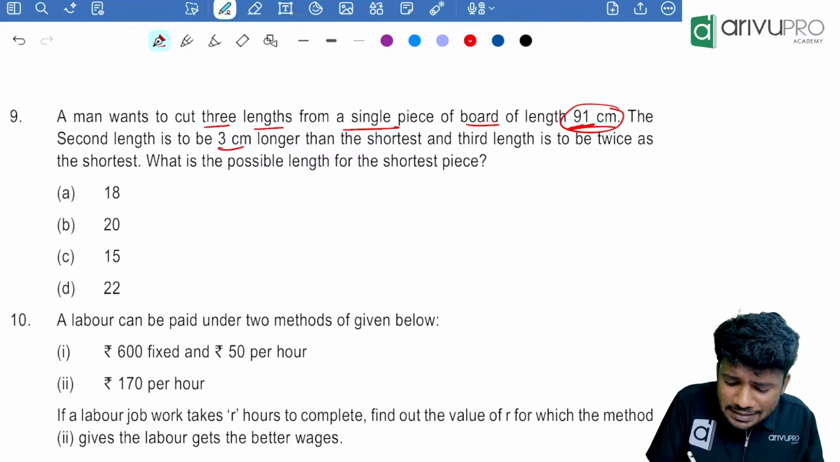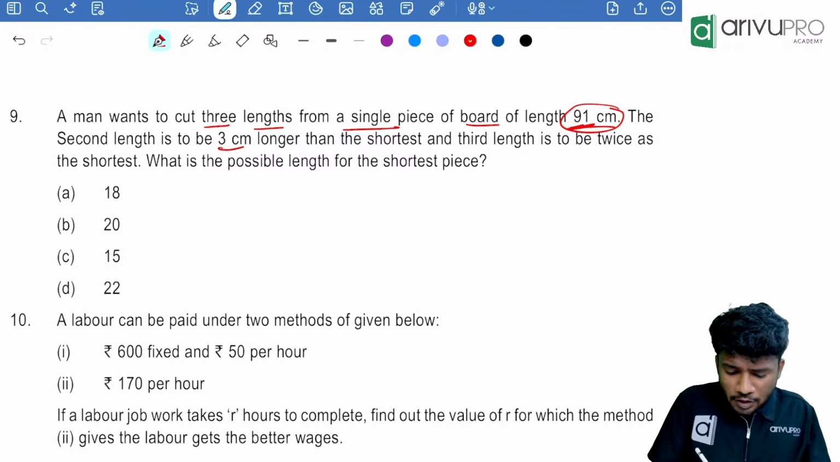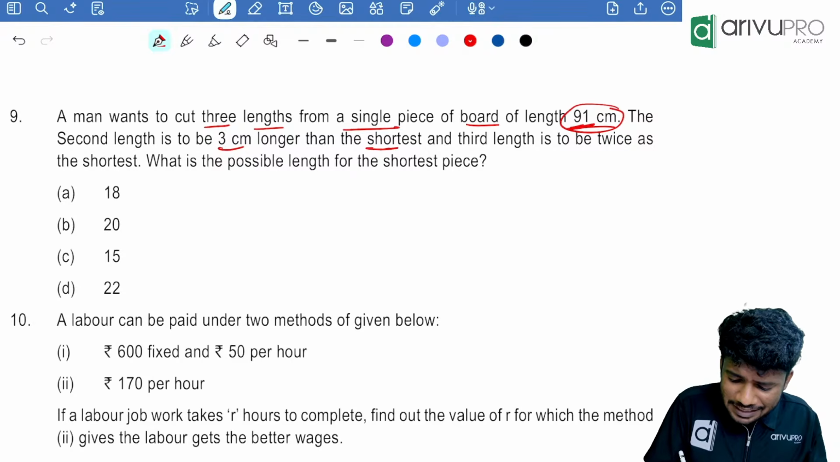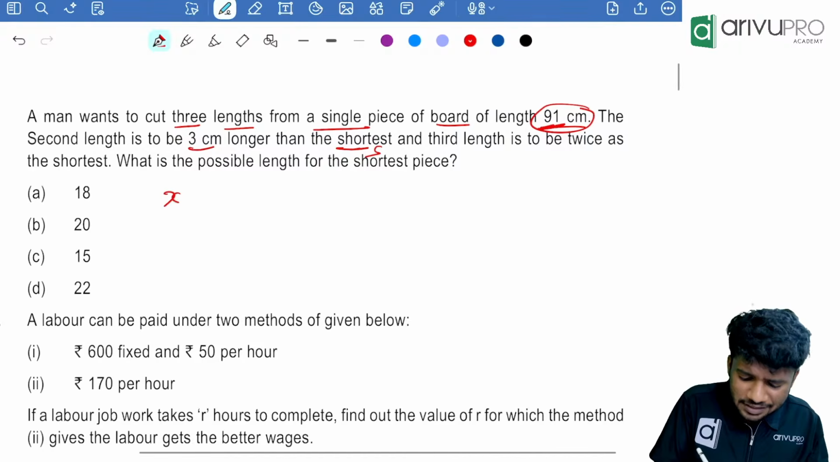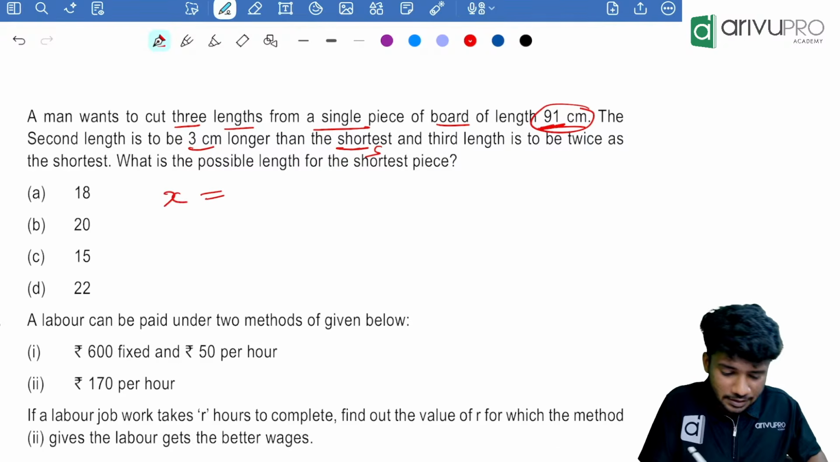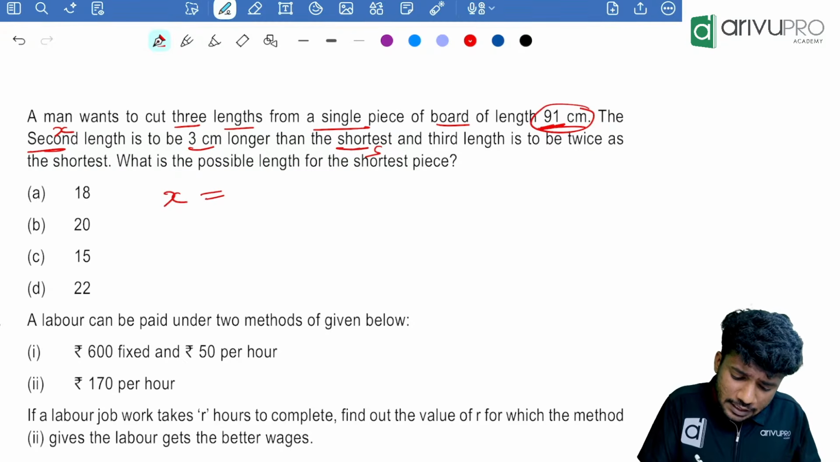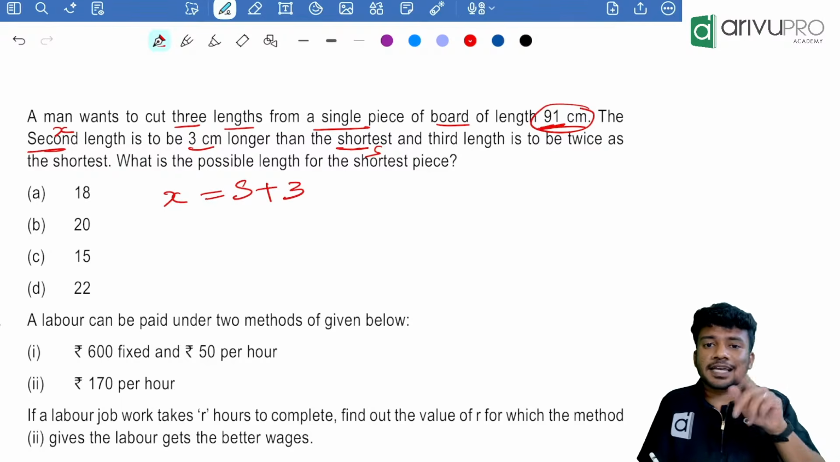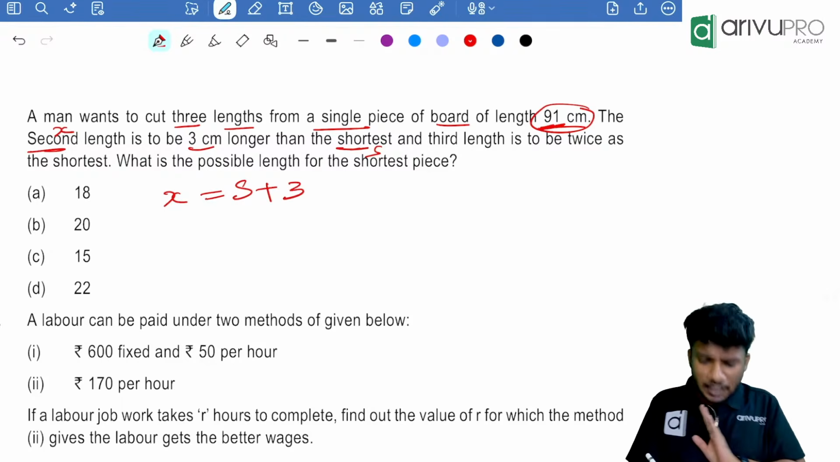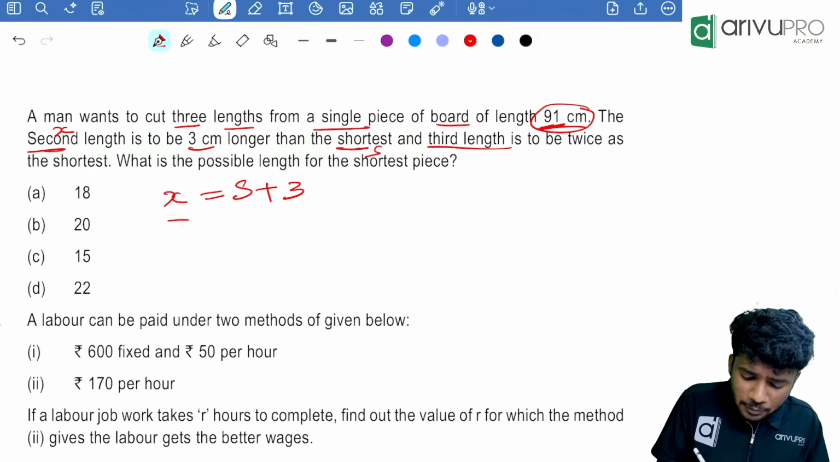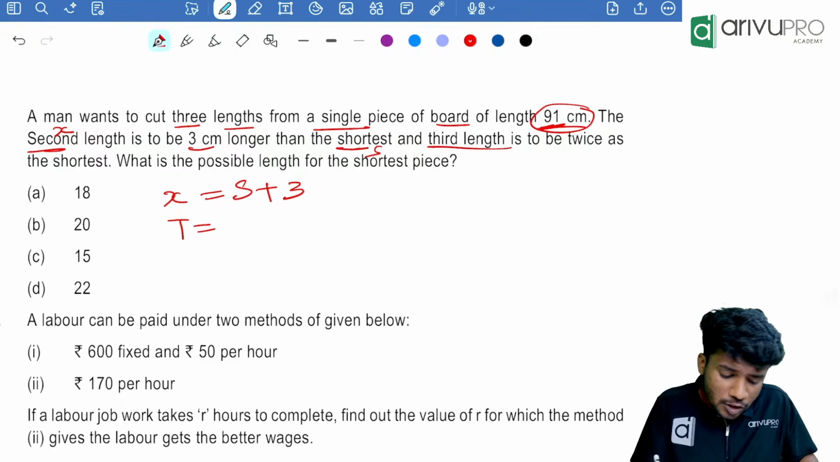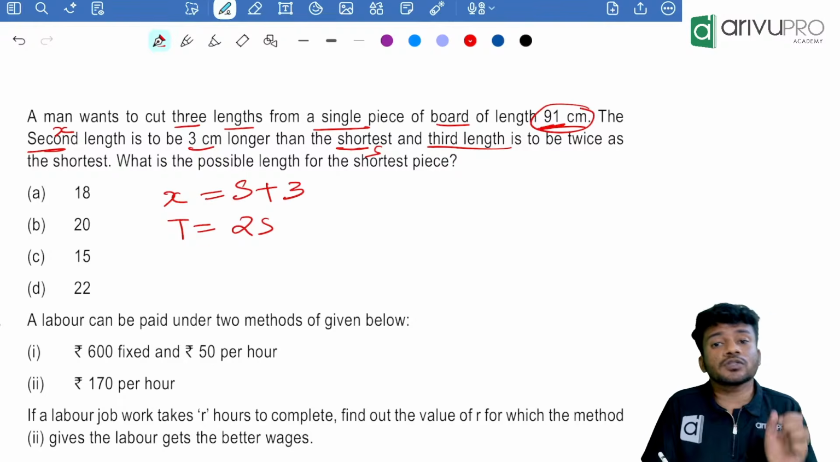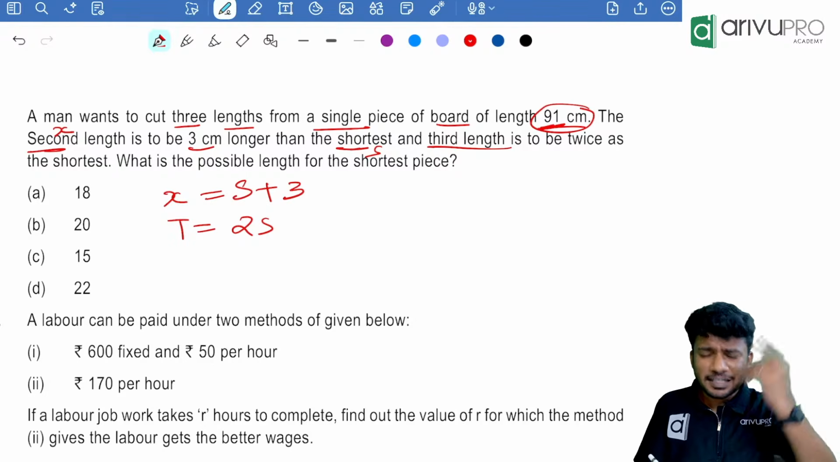Now look here. Second length is 3 centimeters longer than the shorter. So I am calling the shorter length S. Then the second length, can I call it some other X? Let it be X. So I will mark X as the second length. X is 3 centimeters longer than the shorter, that means S plus 3. Correct. Then the third length, I am using T. The third length is twice the shortest, that means 2 into S. That is there, right?